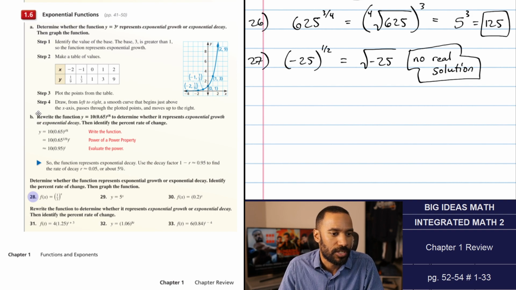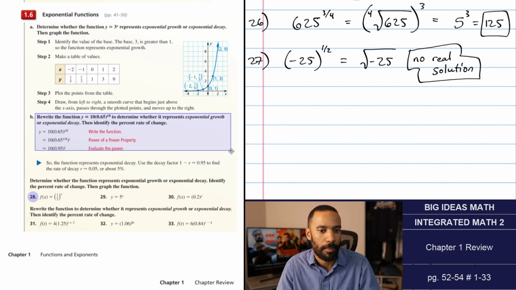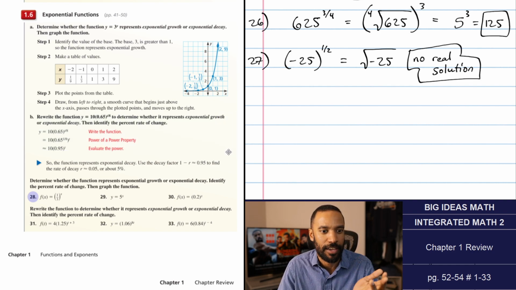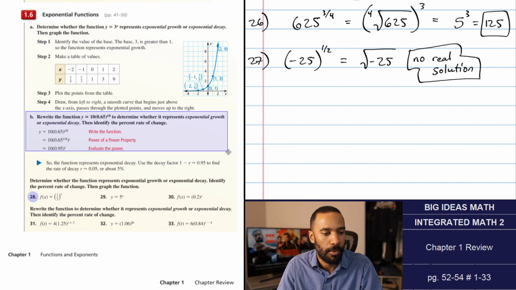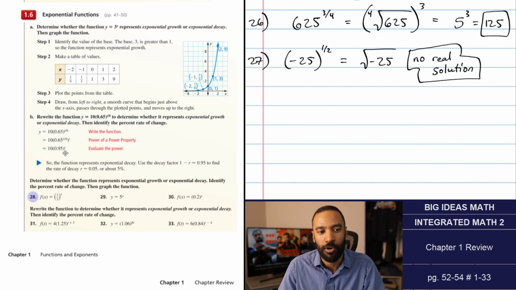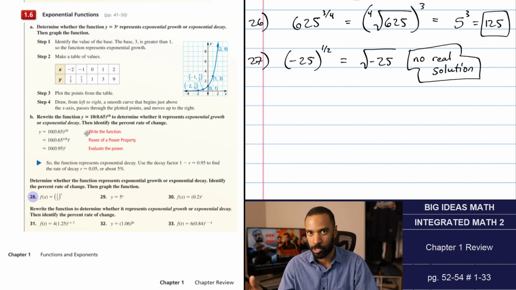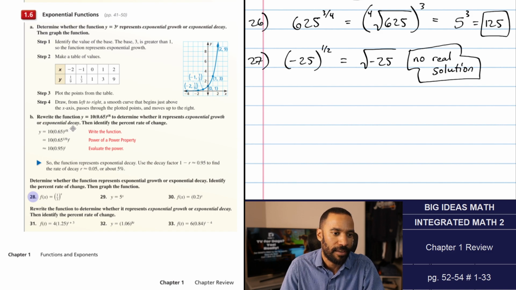The next question says, rewrite the function to determine whether it represents exponential growth or decay. Identify the percent rate of change. Now, these questions are asking you to do a little bit more because they need you to get it in a form where it's raised only to the t power, where there's only the variable in the exponent. And in order to do that, you have to use some of the exponential properties from before.